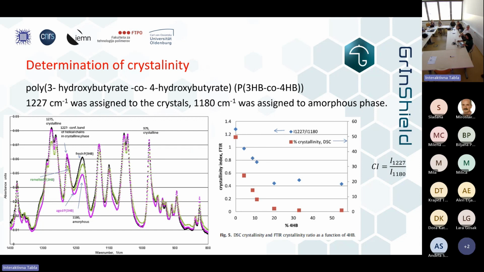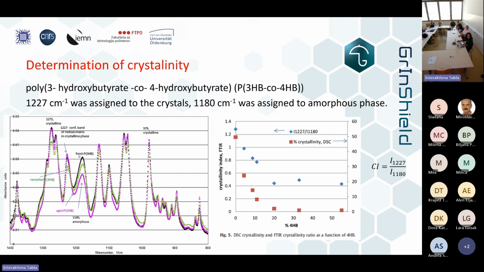Usually FTIR, I must be honest, is not my favorite technique. I don't really like it much, but sometimes you can get very good results. But it's always good to combine several techniques of characterization.